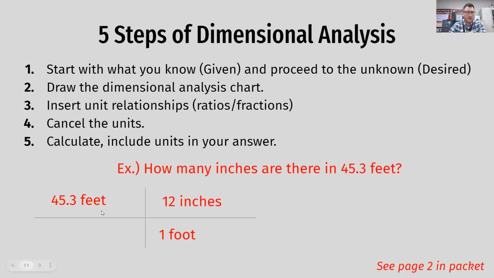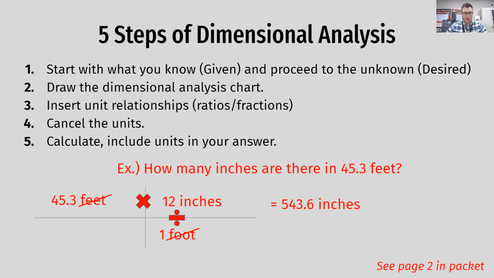And now you'll see that we have feet as our given, and we have feet in the denominator. Imagine this as being one large fraction. When you divide by the same unit, that cancels out our units. Step number 4 is to cancel out your units. Now that we've got all of our units canceled out, that leaves us just with inches, which matches what the question is asking for. We're going to take 45.3, multiply that by 12, and then finally divide that by 1 to get our final answer, which is 543.6 inches.